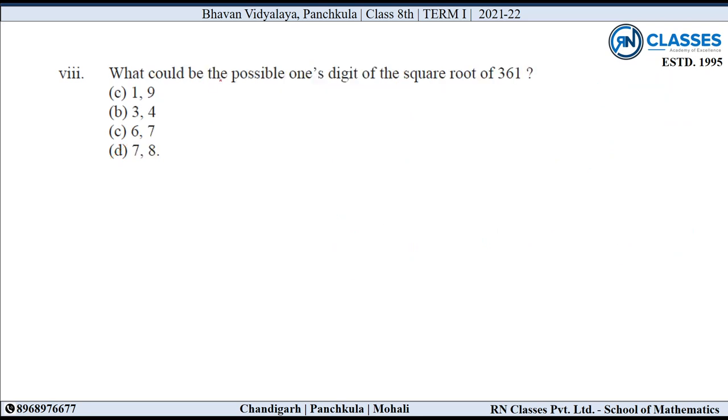Part 8. What could be the possible ones digit? Ones digit means unit digit, it is talking about the unit digit of the square root of 361. If we find the square root of 361, we know it is 19. Even if we do not use that method, the square root of 361 is 19, so the unit digit is 9. So 1 and 9 is the answer, the first part. This has to be A.